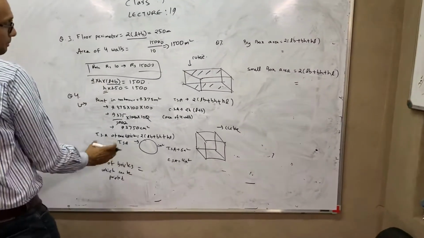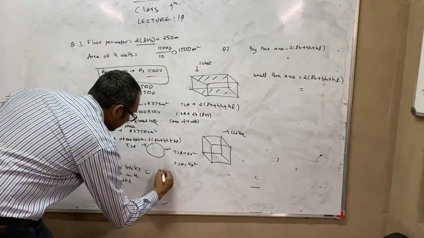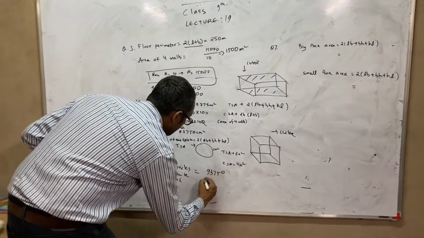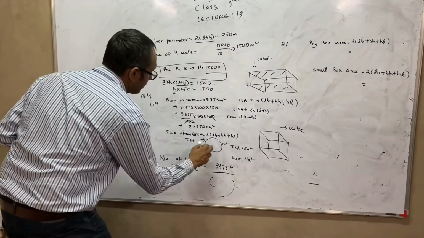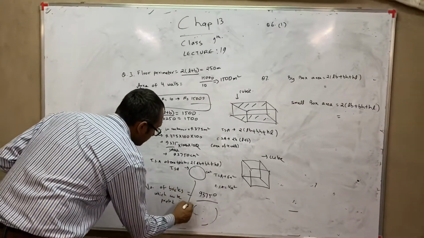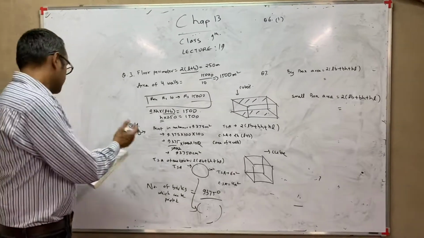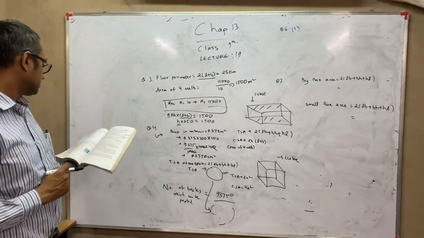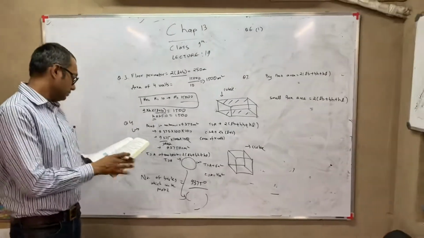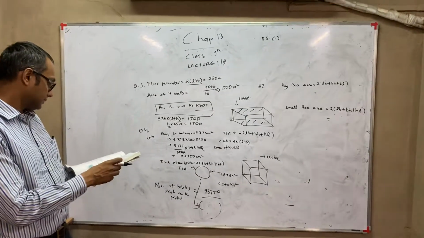The total paint which is there, 93750, upon that area of one brick. Whatever you calculate, just put it here and you will get the answer. Okay, this is question number 4. Okay, now we will see question number 5.